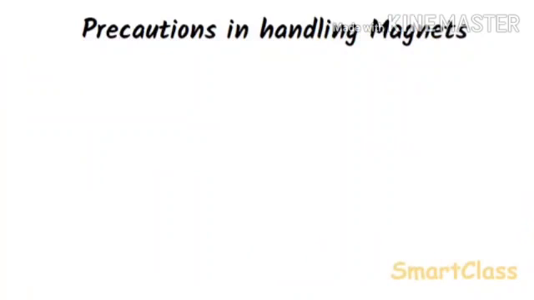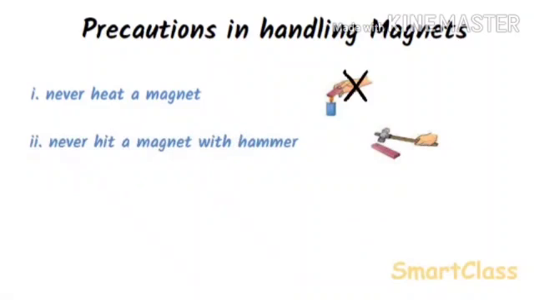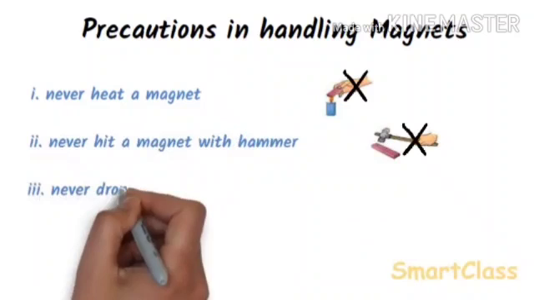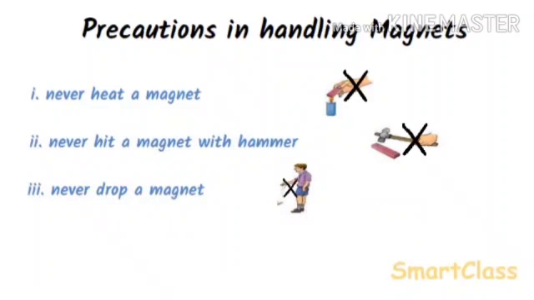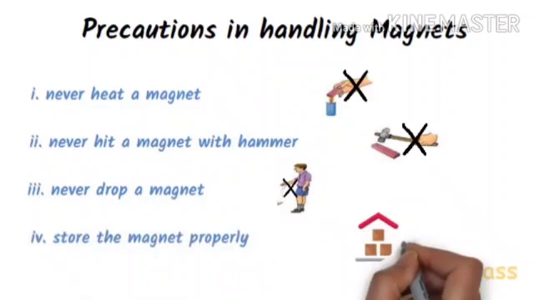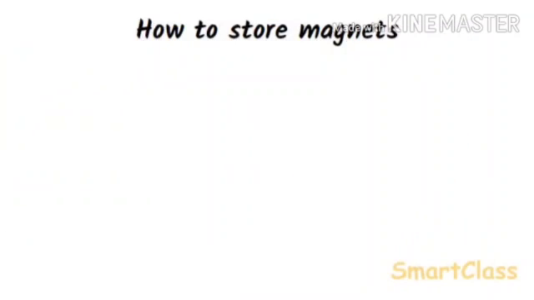Precautions in handling magnets. Magnets lose their property of magnetism if they are heated strongly, hit with a hammer, or dropped from a height. Hence, the following precautions need to be taken to protect a magnet from damage and retain its magnetic property. We should never heat a magnet over a burner. We should never hit a magnet with a hammer. We should never drop a magnet on the floor, and we should store the magnet properly when it is not in use.